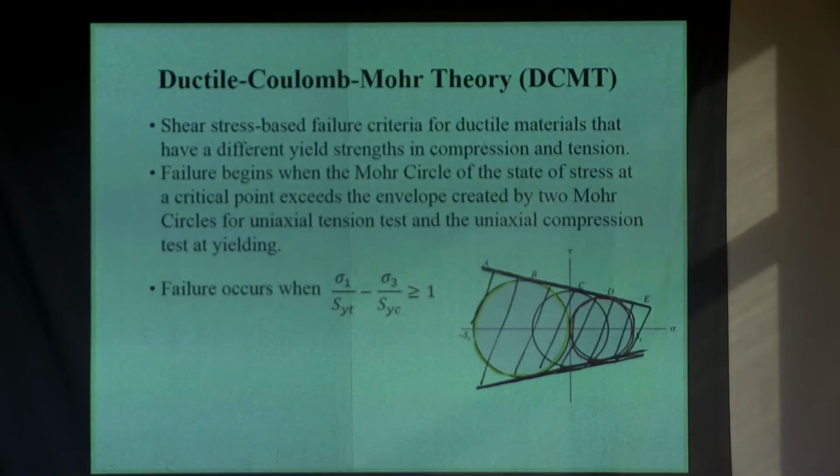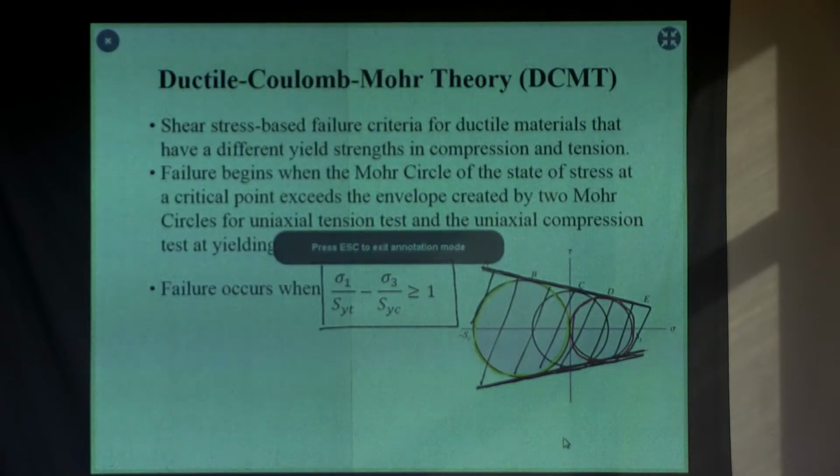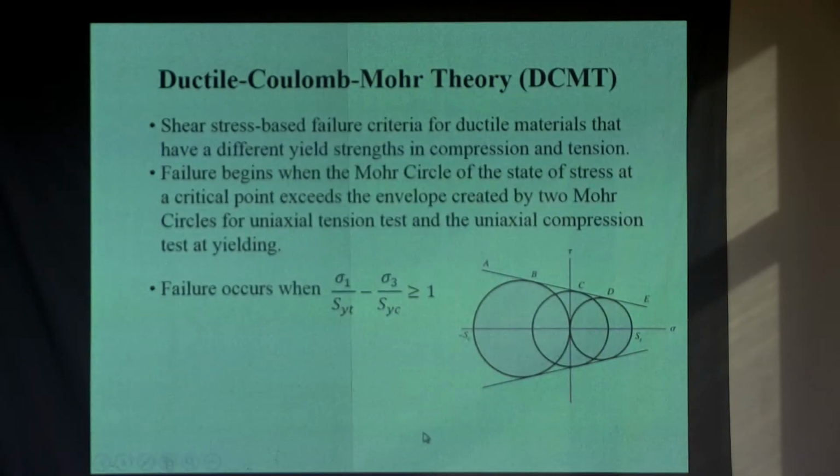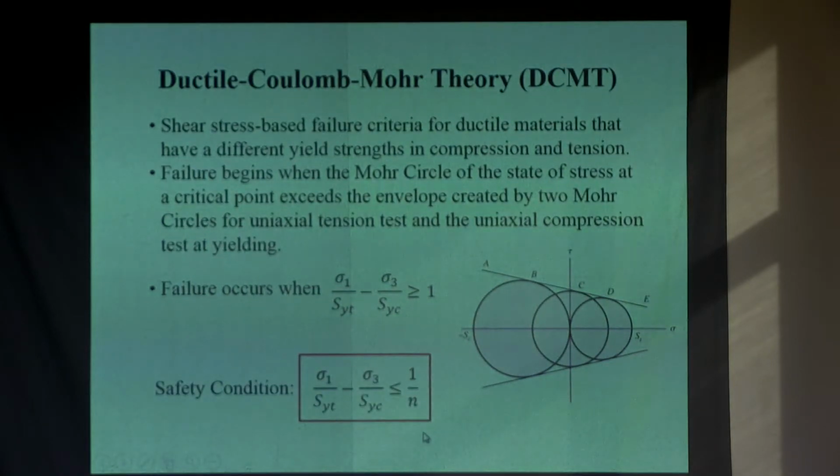And what that really means is, if you look at failure, then failure happens when sigma 1 divided by S of yt, the yield strength in tension, minus sigma 3 divided by S of yc is more than 1. That's when failure occurs. If you look at the safety condition, then it is sigma 1 divided by S of yt minus sigma 3 divided by S of yc is less than 1 divided by n.